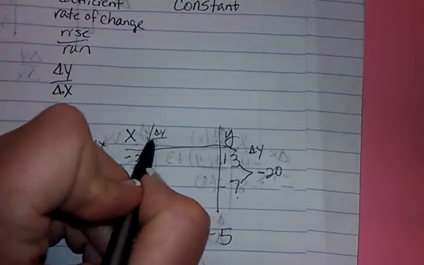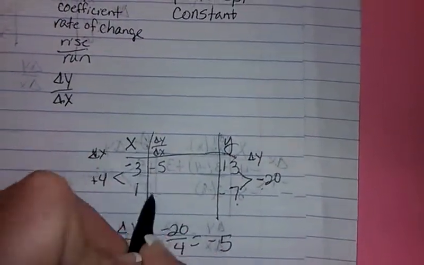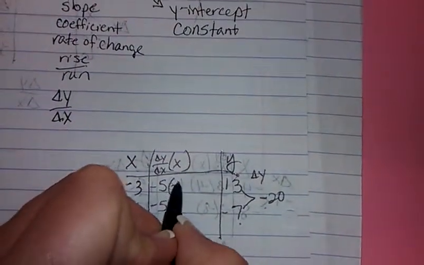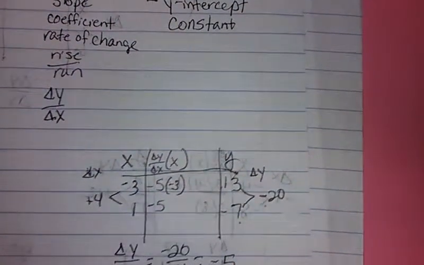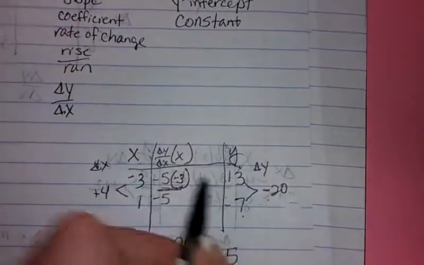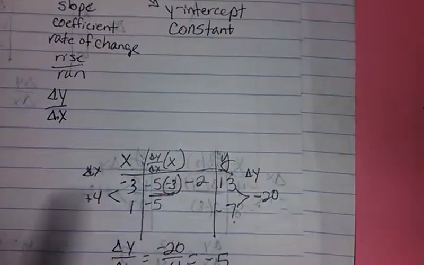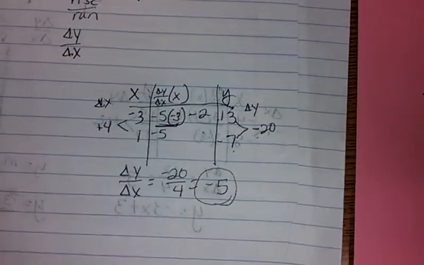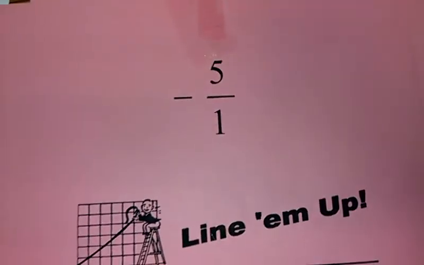Remember, delta y over delta x goes first, -5, then the x. So -5 times -3 is positive 15. You multiply these two. What do you have to do to 15 to get to 13? Subtract 2. I really didn't have to do that. It only asked me what is the slope. That's the slope, which is -5. I find the card, and -5 and -5 over 1 is the same.